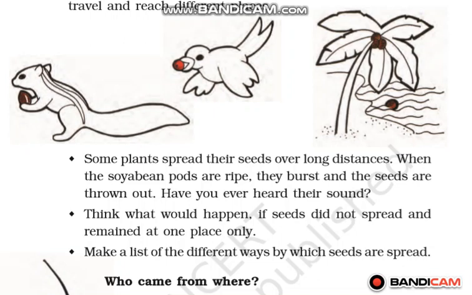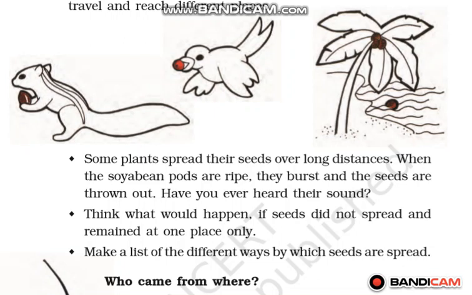So in this way, that is explosion. It is called explosion. In this way also seeds travel a distance. So we can say that we have read about dispersal of seed by four methods: by water, by air, by animals, and by explosion.